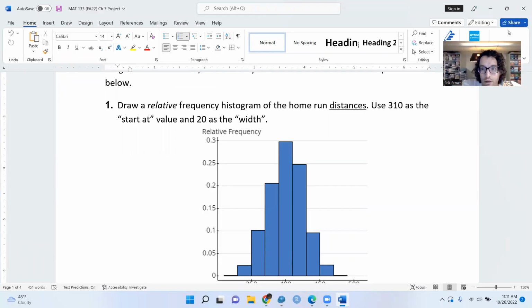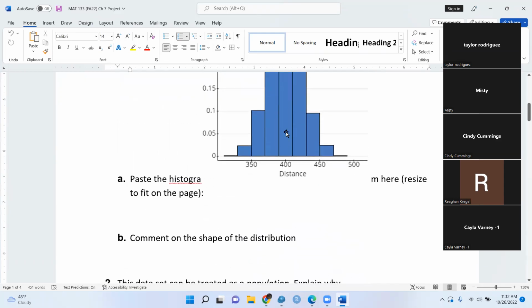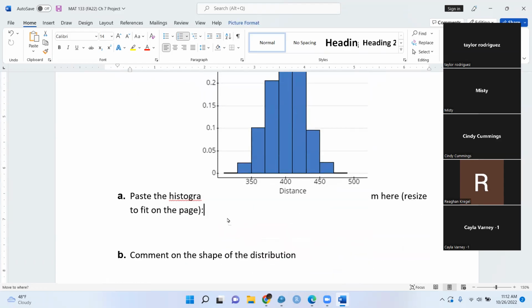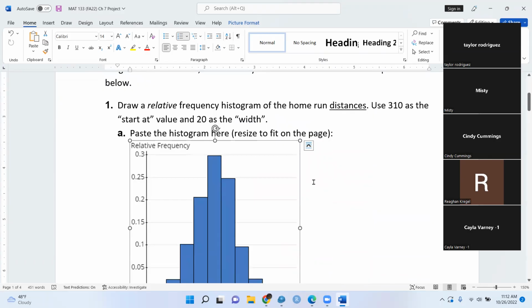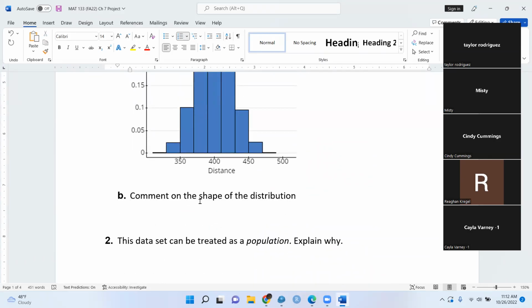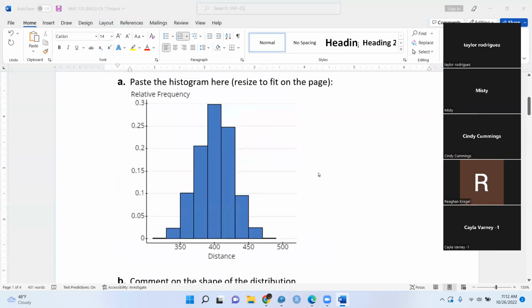How's everyone doing? Are we all okay? Those of you that maybe already have it, did you type in your answer to letter B? Yes, I just said bell-shaped, normal, symmetric. Is that right? Good. Yeah, it looks approximately normal. Excellent. That's exactly what we're supposed to do. Approximately normal. Awesome.